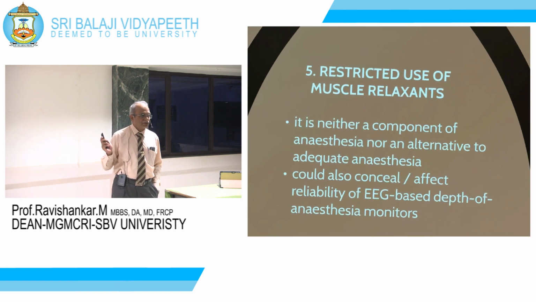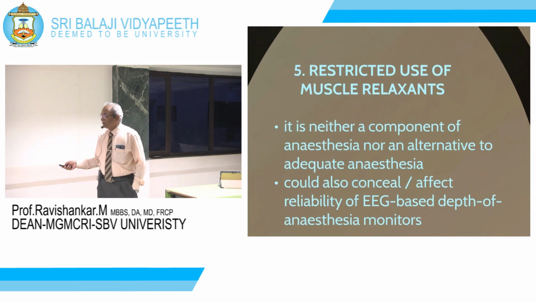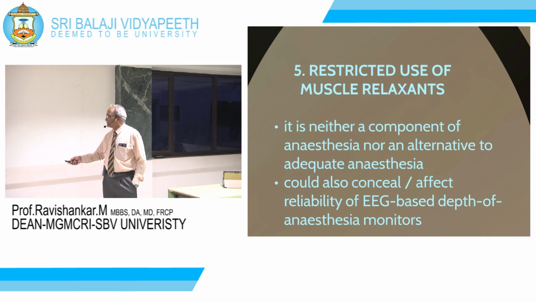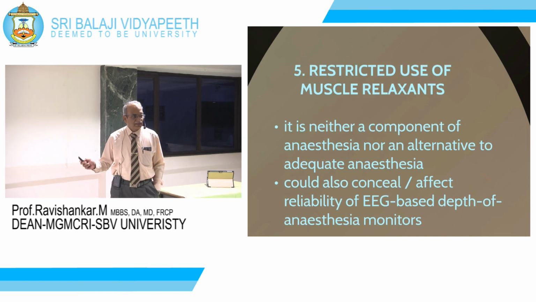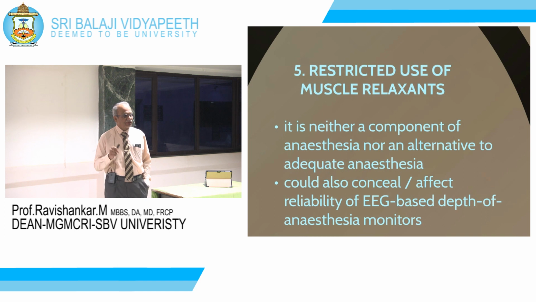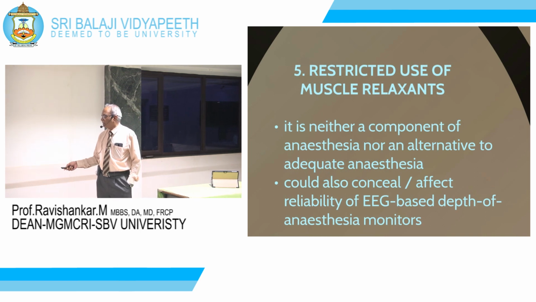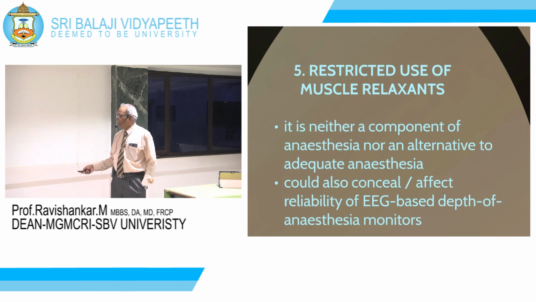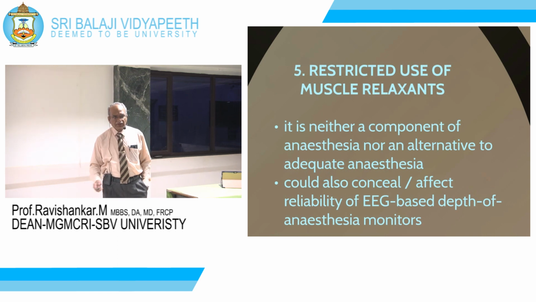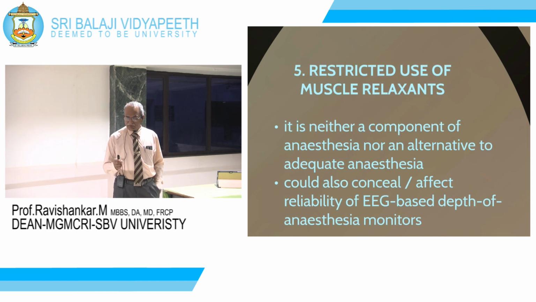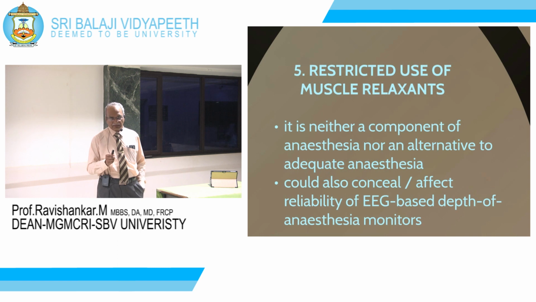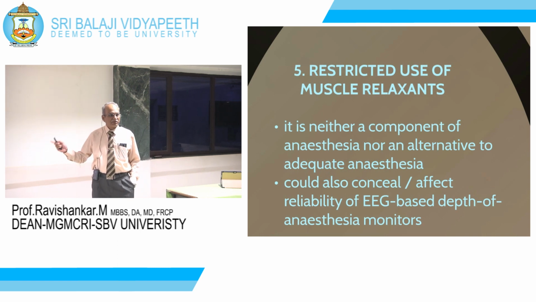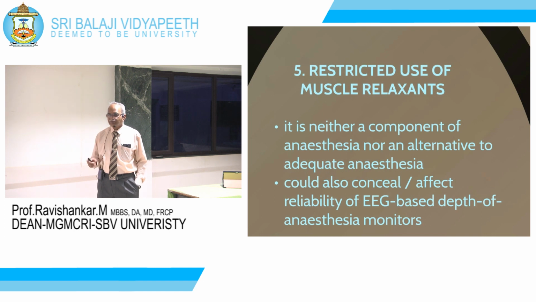Then the restricted use of muscle relaxants. As we talked about, it is neither a component of anesthesia nor an alternative to adequate anesthesia. I'm again emphasizing that it is to be used only as a surgical indication whenever it is needed, not as a component of anesthesia. It could also conceal or affect the reliability of the EEG-based depth of anesthesia monitors. So use of muscle relaxant is to be restricted to where it is indicated to produce muscle relaxation, not as an adjunct of anesthesia.